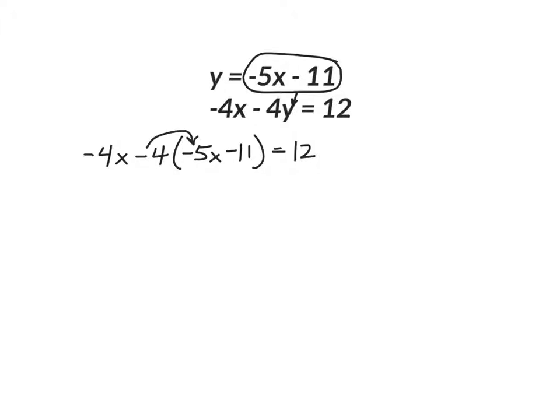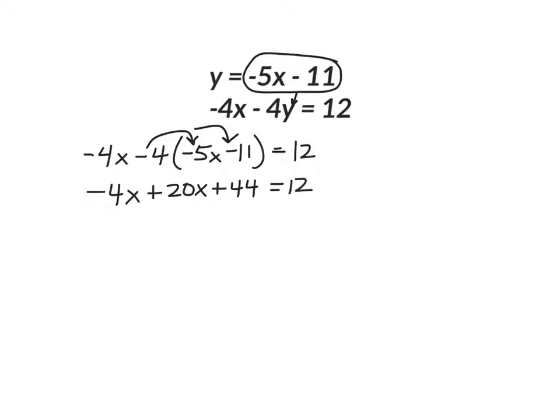And these are the ones that get kind of tricky. And the reason I put this example in here is because of all the negatives that are here. So the negative 4x is going to carry down. We've got negative 4 times negative 5x. That's positive 20x. Negative 4 times negative 11 is positive 44.